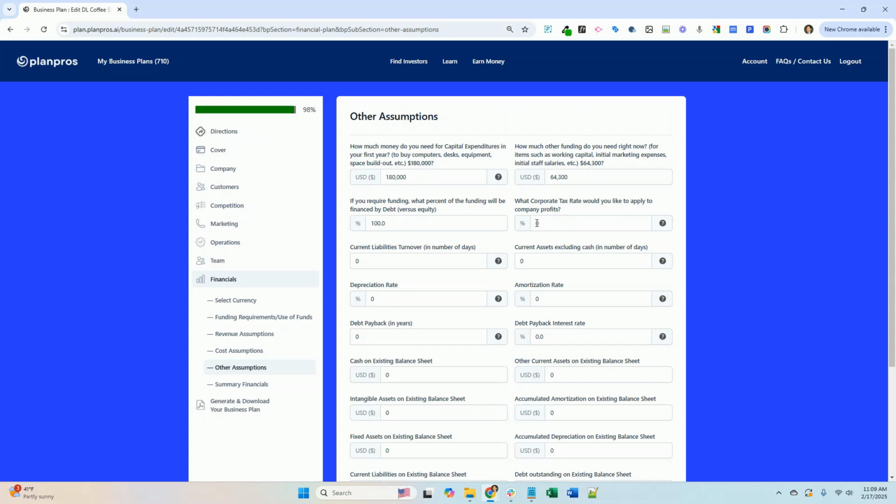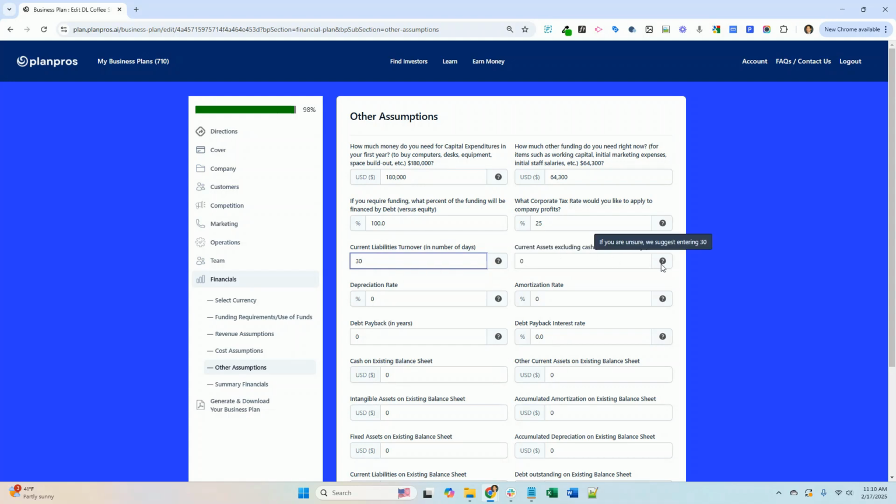Corporate tax rate, usually 25% is a good figure. It's always going to be different based on what state you're in, but 25% generally for state and federal taxes is a good rate. Current liability turnover. You can use the tooltips here. We recommend 30 days. This is how quickly you need to pay liabilities. So usually if you bought a bunch of coffee beans, you get the bill in the mail for $1,000. Usually the terms of most bills are net 30 days. So that's why you've got to pay a bill in 30 days.